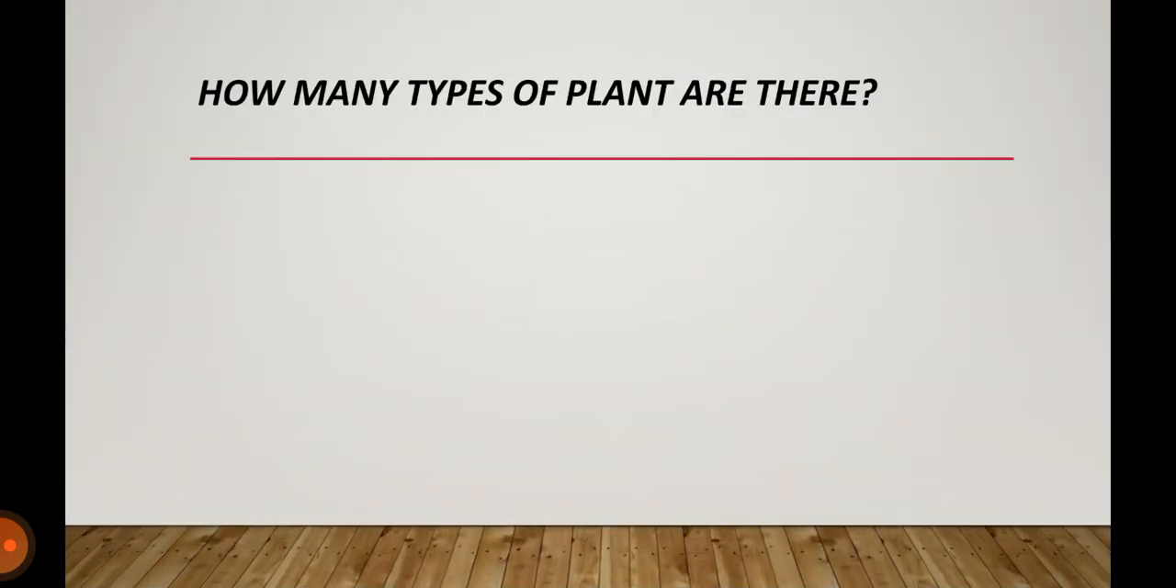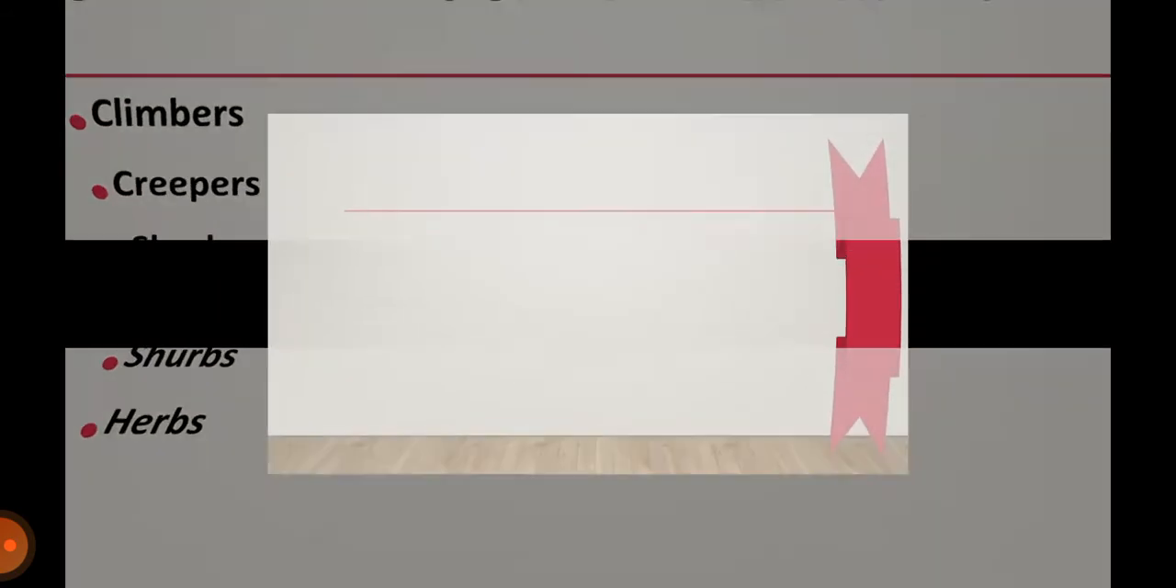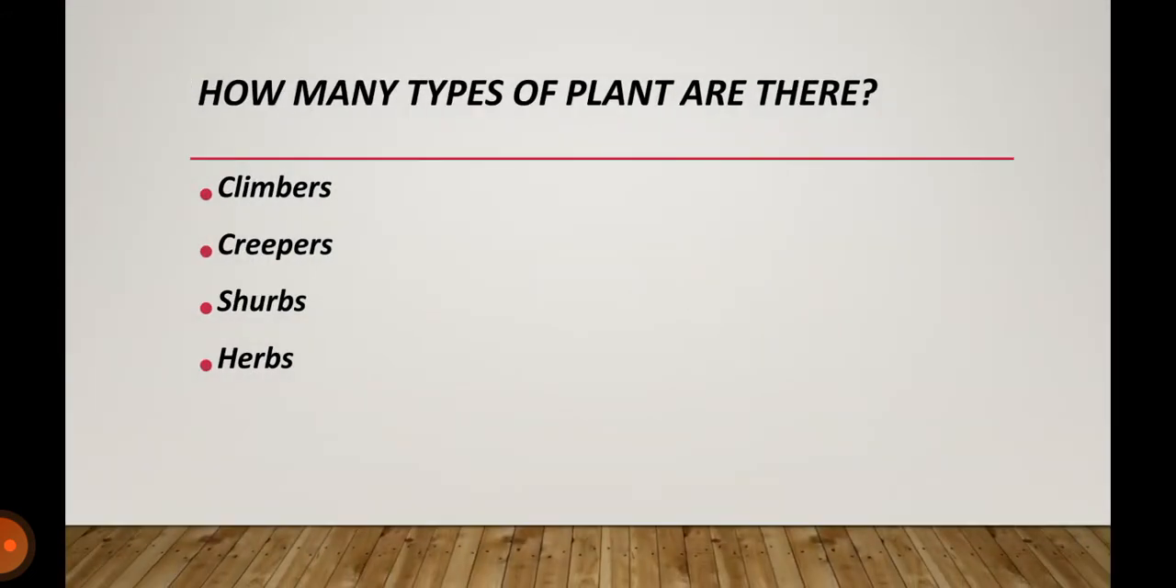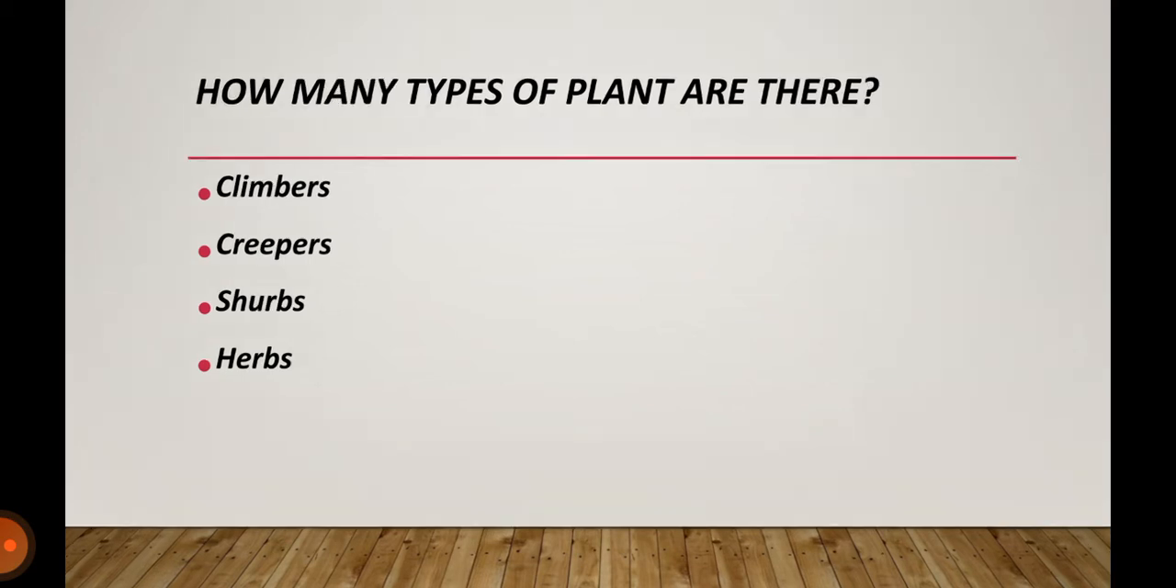Wow, how many types of plants are there? One is climber, second is creeper, third is shrub, and fourth is herb. There are four categories of plants. And one more category is trees, which you know.